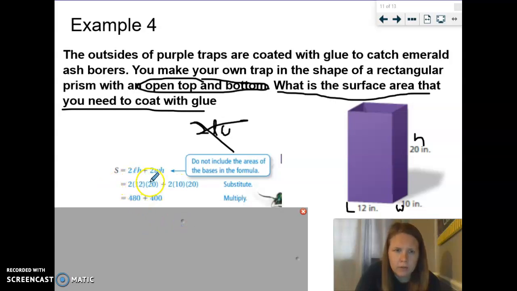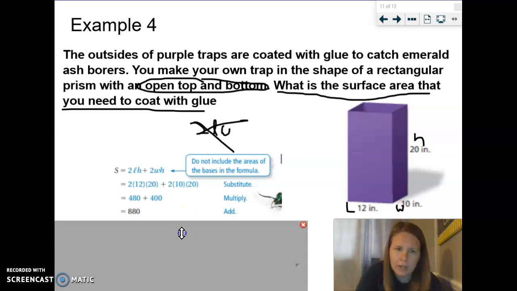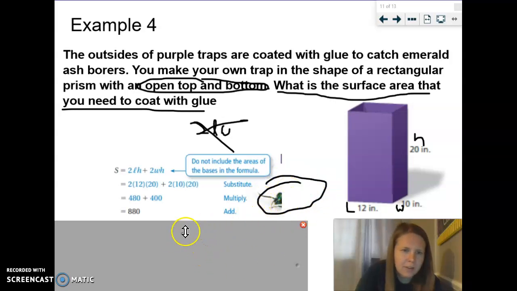So 2 times 12 times 20 gives me 480. My 2 times 10 times 20 gives me 400. Add those together, I would get 880. They had a little picture in the book of the emerald ash borer. Sorry, I kind of cut him off. You only get this part of him.